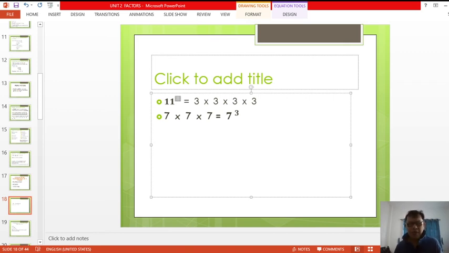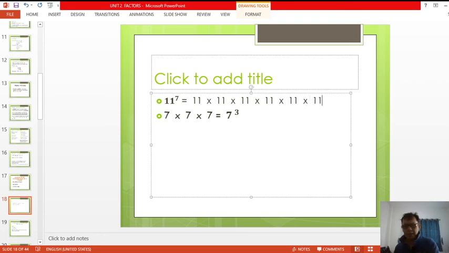If you have 11 to the power 7, so all you have to do is to write number 11, 7 times. 1, 2, 3, 4, 5, 6, 7. So that's your answer. 11 to the power 7. 1, 2, 3, 4, 5, 6, 7. So I hope it's very clear now. I hope you understand the explanation. Okay, let's move on.